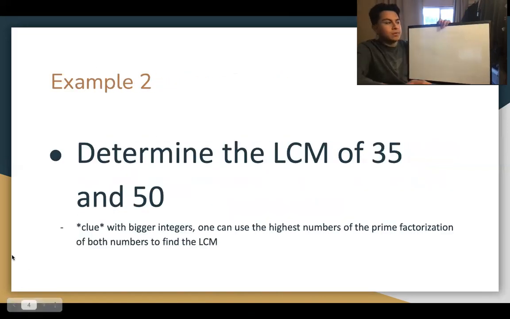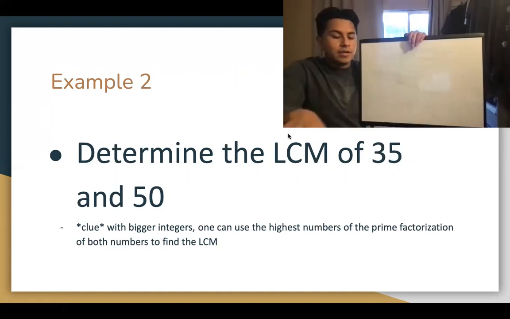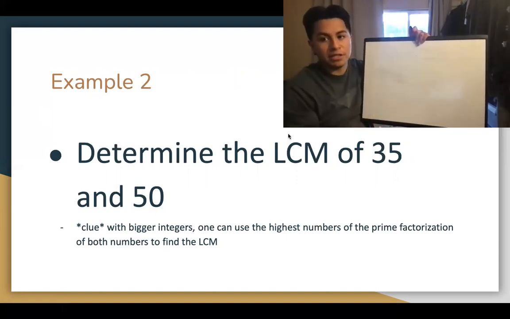So example number 2. This example has numbers 35 and 50, and as you can see, those are obviously bigger than 3 and 4. But a clue with finding the least common multiple is not just finding them by writing down the multiples, but with bigger integers, one can use the highest powers of the prime factorization of both numbers to find the least common multiple. In other words, for both 35 and 50, since they're both big numbers, what we're gonna have to do is first start off with finding the prime factorization of both numbers.